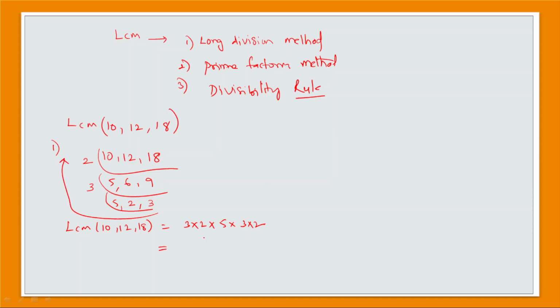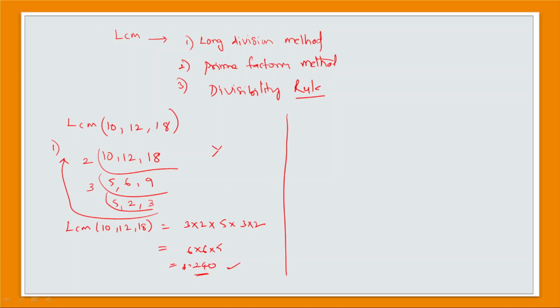After multiplying this, you can get the value as 6 into 5, that is 36, then 30 into 6. That will be equal to the LCM of 10, 12, 18, which is 180. So this is if we go with the long division method.